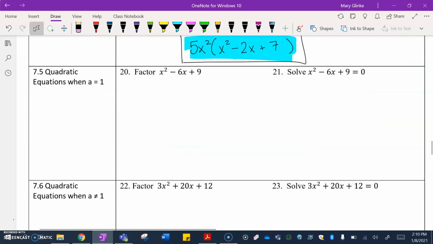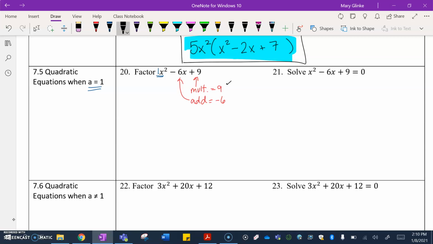Now we're going to go ahead and factor our quadratics. So all of these down below here are going to be using different methods of factoring. So for number 20 here, when a equals 1, when there's nothing in front of your x squared, there's an implied 1 there. What you're going to do is look for what multiplies to get your c value, but adds to get your b value.